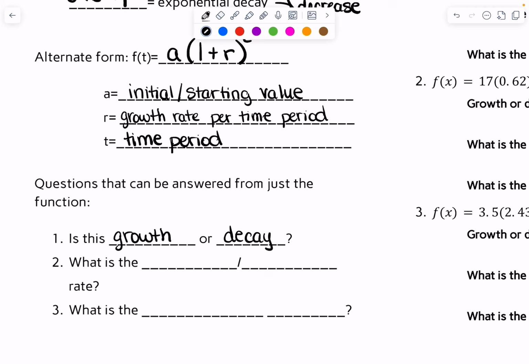The second question we can then ask, once we know if it's growth or decay, is what is the growth or decay rate? And then finally, one other thing that's going to be important for us that we can get right from the equation is, what is that initial or starting value?